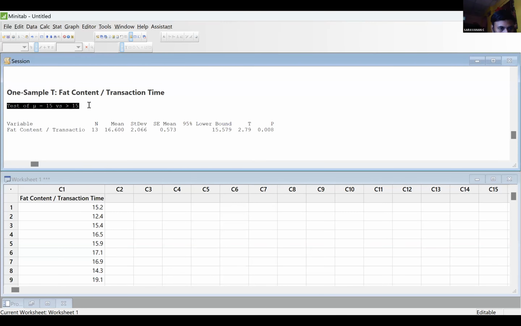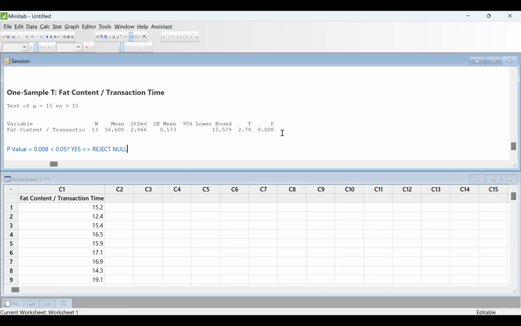Test of mean equal to 15 versus more than 15, that is right tail. And see here, sample mean available, sample standard deviation available. There is something called standard error, and we will speak about that a little later. Now, what is very, very important is the p-value. Tell me, how much is your p-value? 0.008. Now tell me, is it less than 0.05? Yes, sir. Significant. That means what should you do? Reject the null. Reject the null is the statistical decision.